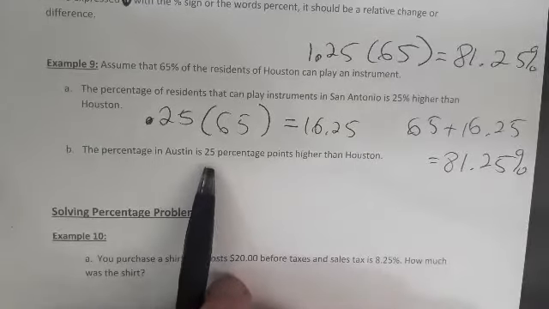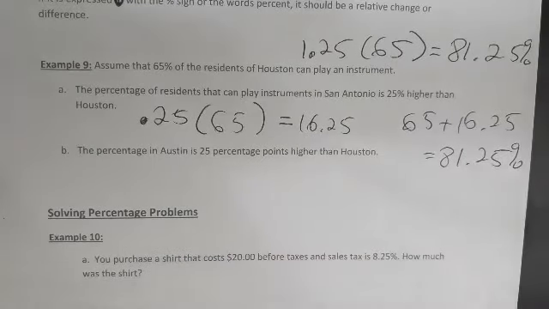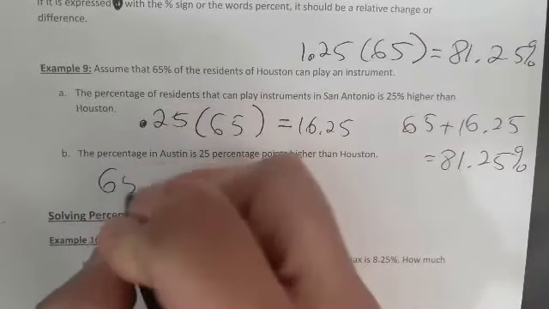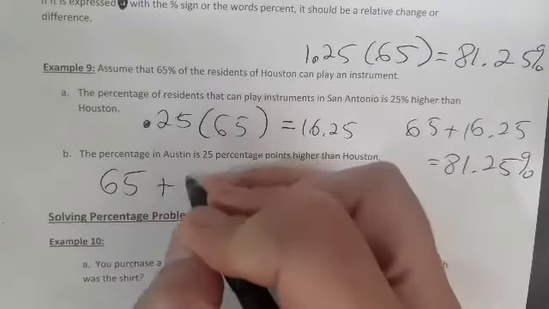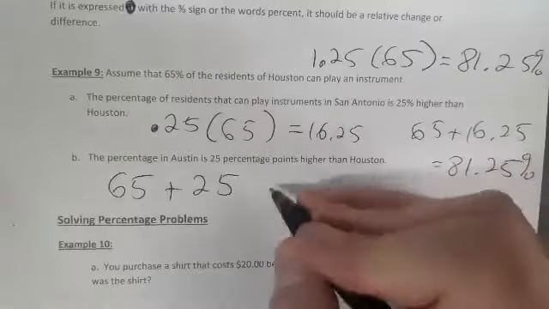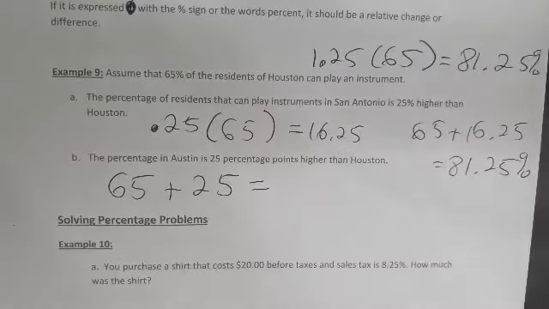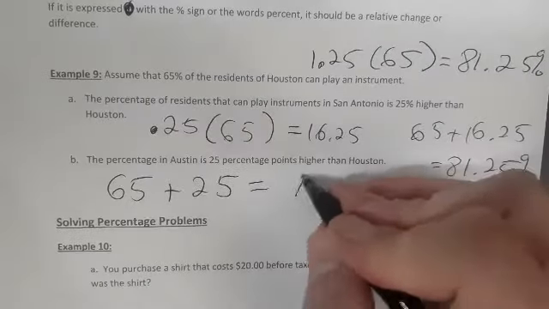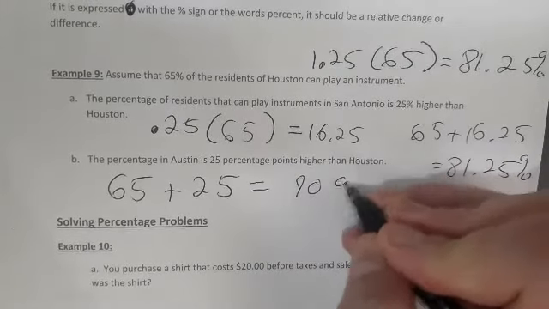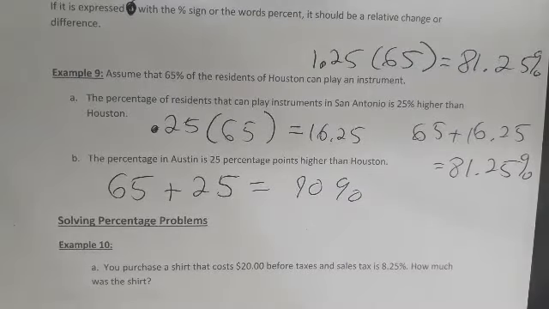Now this one doesn't have a percent sign. It has this thing called percentage points. So if Austin is 25 percentage points higher, this one should be the easier one. We're going to take 65 and add 25 to it. So I think this is giving me 90%. So 90% of the residents in Austin can play an instrument. Sounds about right.